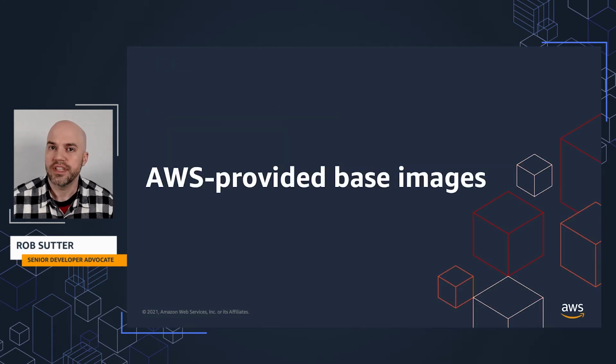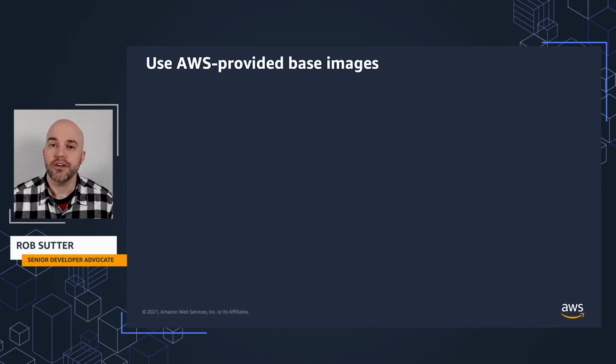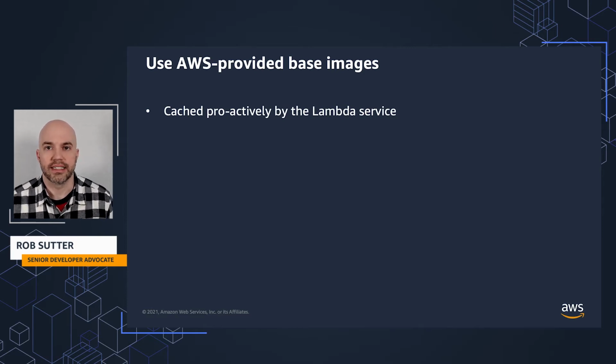So why use the AWS-provided base images instead of other, smaller, third-party images? The first reason is that the AWS-provided base images are cached proactively by the Lambda worker instances. What this means is that each worker instance already has the base layer of the AWS-provided base images present in its cache so that your function doesn't need to copy it down. Not copying something is always faster than copying something, no matter how small it is.